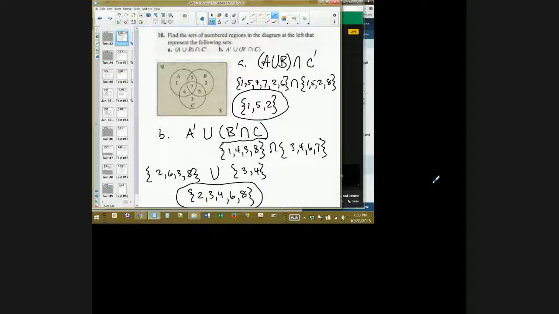All right, number 10. So I've got the question here. Find the sets of, you want to do both parts, Rhonda? Yeah. Anyway, I got them both up here, A and B. So find the numbered sets in the region. Okay. So the first part, A, is A union B intersect C complement, which I also wrote down.